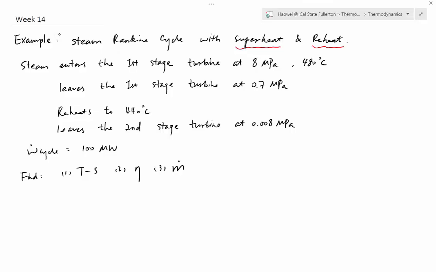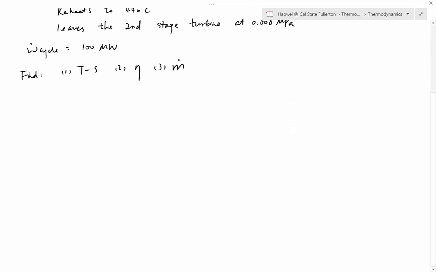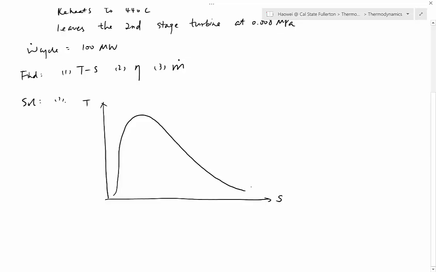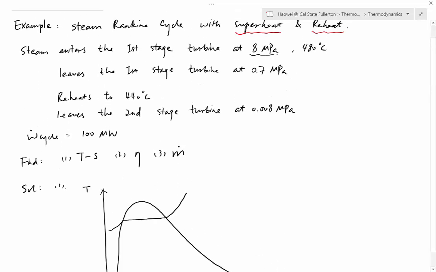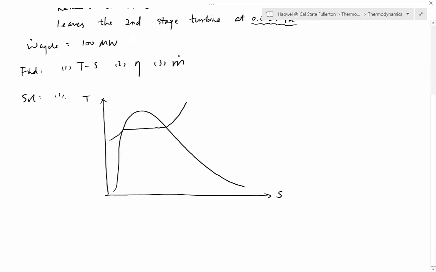Okay, so let's start from the first part. Sketch the process on a T versus S diagram. We will have a vapor dome first. And then let's sketch the first constant pressure line. We will have three constant pressure lines, 8 megapascal, 0.7 megapascal, and 0.008 megapascal. So let's sketch three of them.